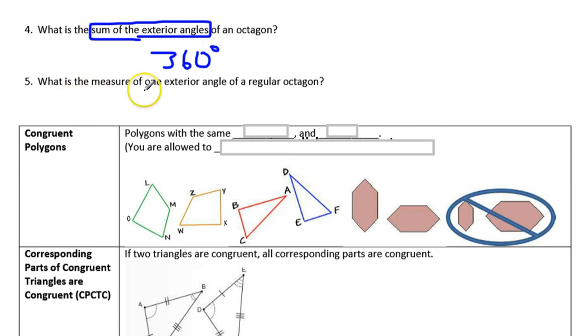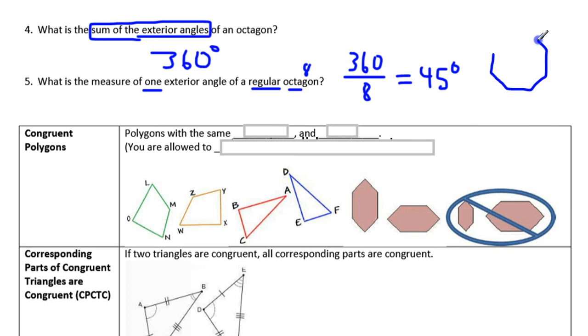And then the fifth one, what is the measure of one exterior angle of a regular octagon? Regular again means they're all the same. Octagon means there's 8 sides. So if I take my total, my 360, and I divide it up into my 8 different angles in that regular octagon, I'm going to get 45 degrees per exterior angle. So on my octagon I have this shape here, and each of the exterior angles, meaning this angle out here, each of those is going to be 45 degrees.